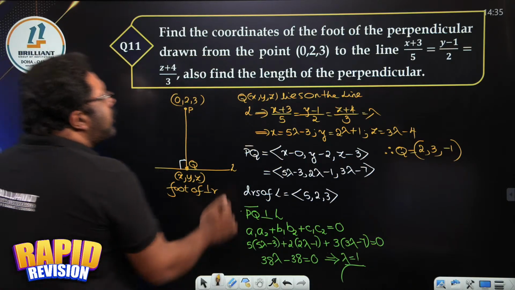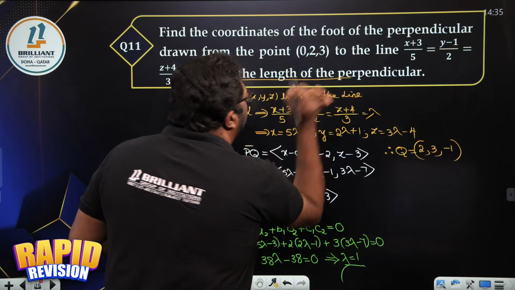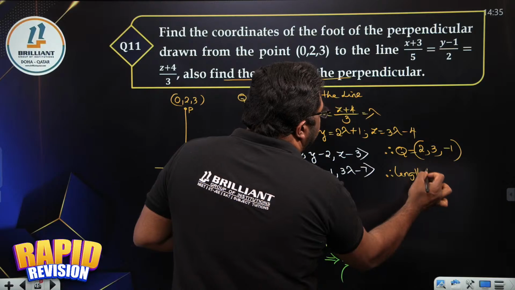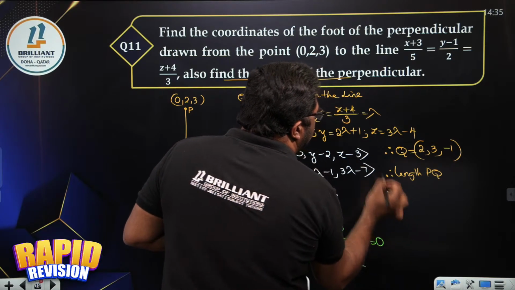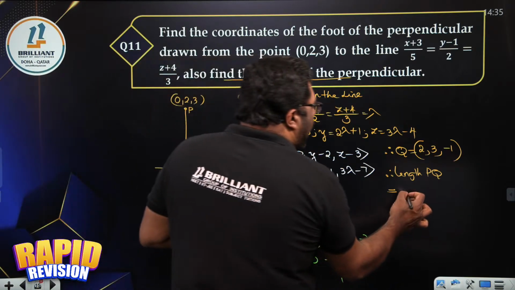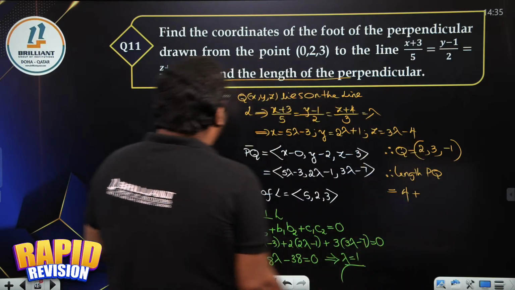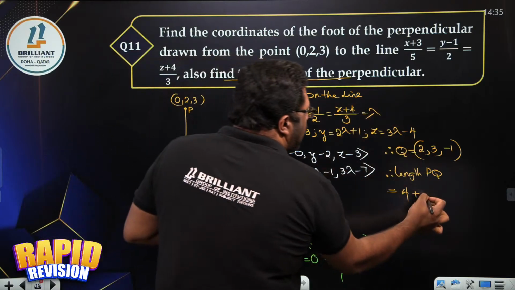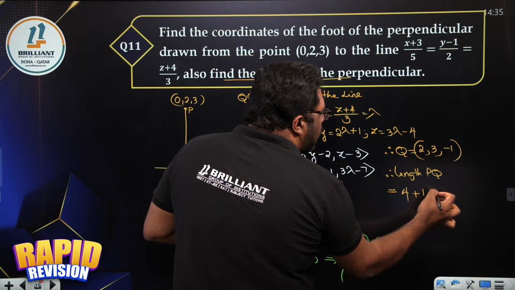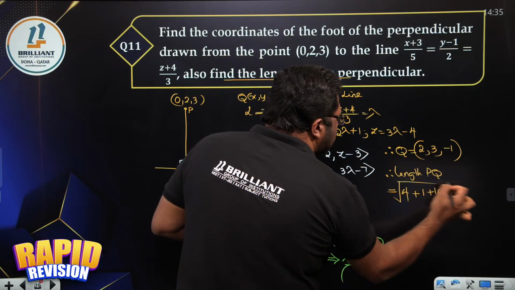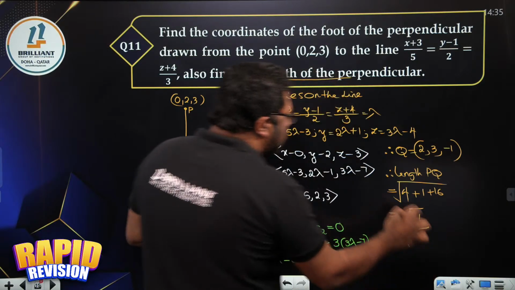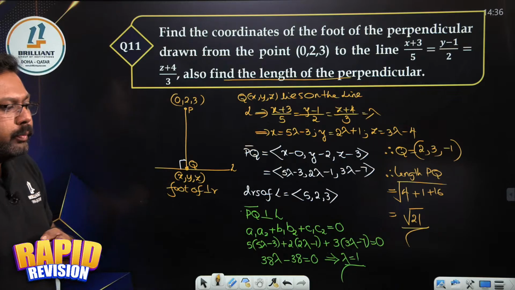And now you're supposed to find the length of the perpendicular, which is PQ. Therefore, length PQ. Very simple. Distance between the 2 points. 0 and 2 squared. Okay? 2 minus 3, 1 squared. 3 plus 1, 4 squared, 16. Root of 21.